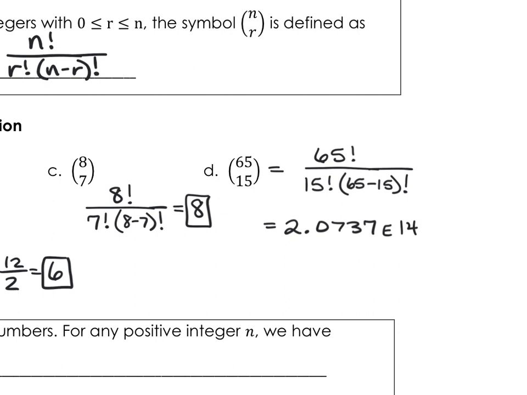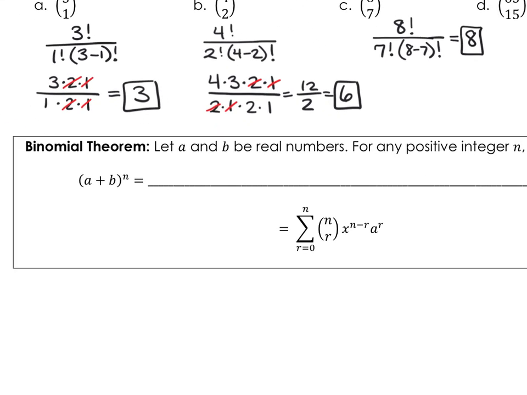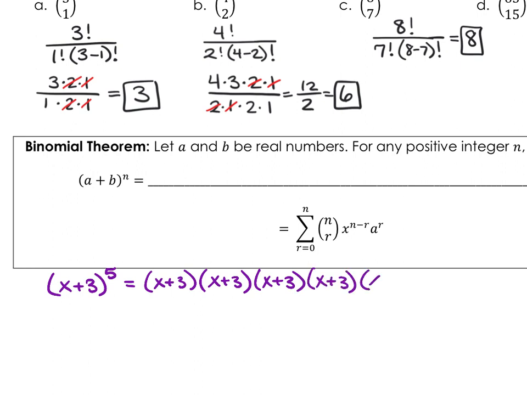Now, the use of factorials allowed us to do combinations, and combinations are going to allow us to do the binomial theorem. Now, what is the binomial theorem, you may ask? The binomial theorem is a shortcut for us to be able to expand binomials. Meaning, and don't write this down because I'm just showing you some things, if I had (x plus 3) raised to the 5th power, that's the same thing as saying (x plus 3) times (x plus 3) times (x plus 3) times (x plus 3), one more time, times (x plus 3).